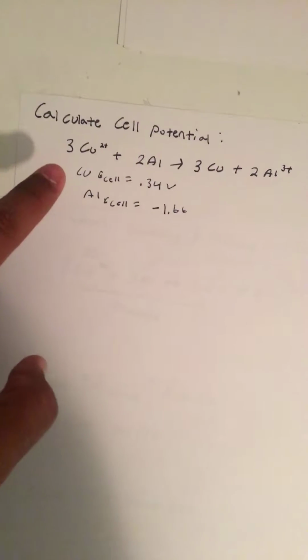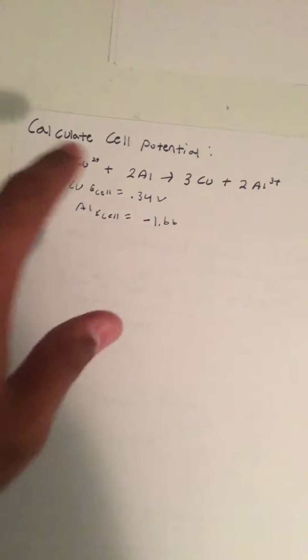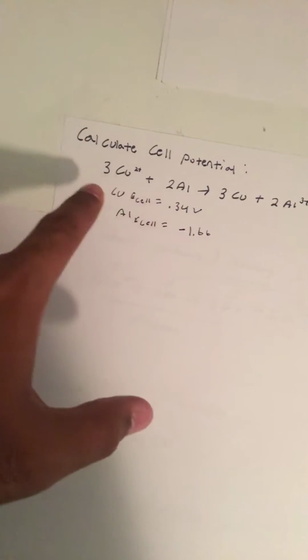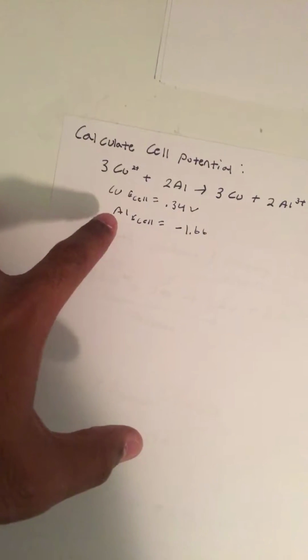Okay, for this problem we have to calculate cell potential. 3Cu²⁺ plus 2Al goes to make 3Cu plus 2Al³⁺. The E° for copper is 0.34 and the E° for aluminum is negative 1.66.